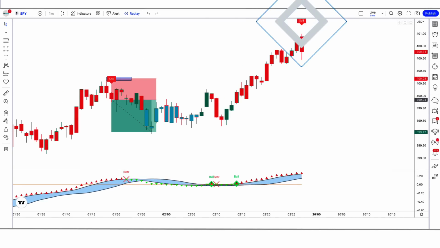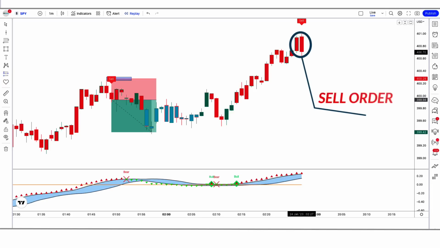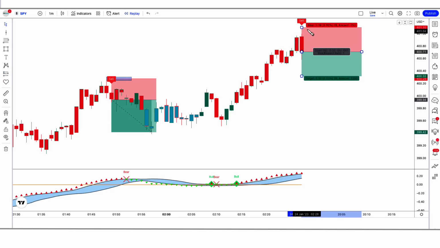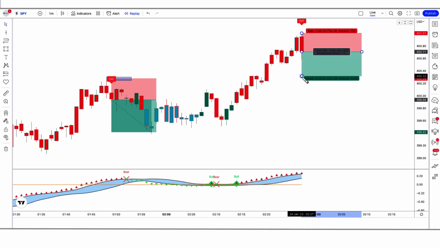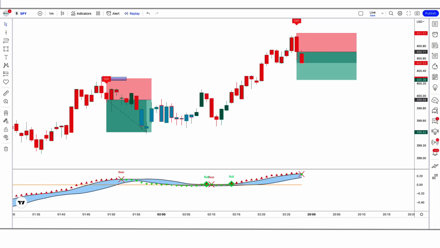Here the Willy Alerts indicator gives us a sell signal. Here the trend alerts show a bear trend. The market has made a bearish candle to give confirmation. So all our conditions are being fulfilled, so we are placing an order to sell. Our stop loss is to be placed at the high of the previous market, and the risk to reward ratio will be 1 to 1.5. Let's see what happens to our trade.